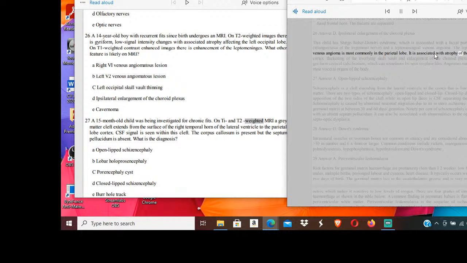It is associated with atrophy of the underlying cortex, thickening of the overlying skull vault, and enlargement of the choroid plexus. There is gyriform cortical calcification, which can sometimes be seen on plain film. Angiomas may be seen in most visceral organs of the body.